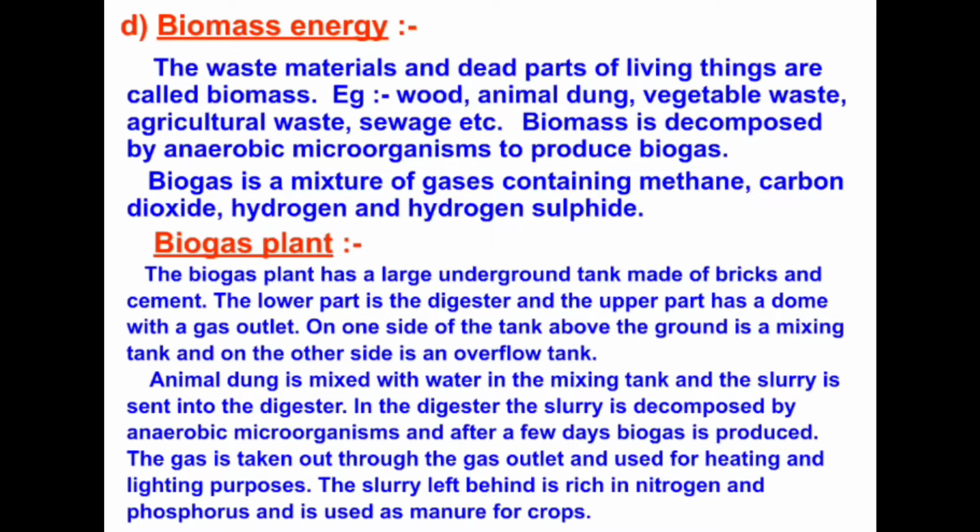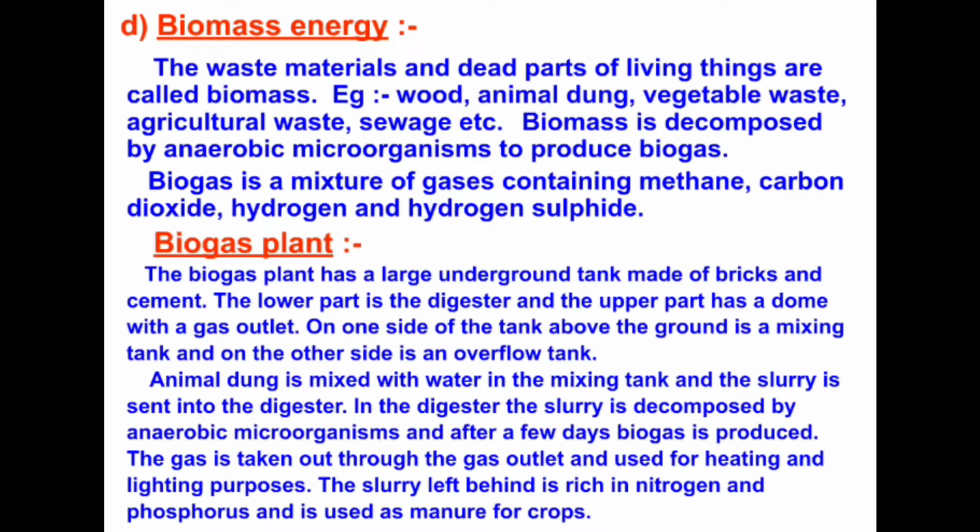Biogas plant. The biogas plant has a large underground tank made of bricks and cement. The lower part is the digester and the upper part is dome shaped with a gas outlet. On one side of the tank above the ground is a mixing tank and on the other side is an overflow tank. Animal dung is mixed with water in the mixing tank and the slurry is sent into the digester.